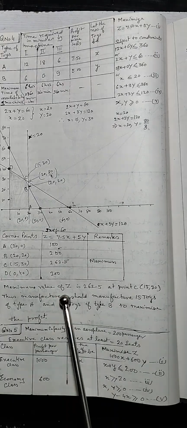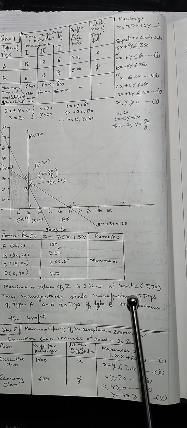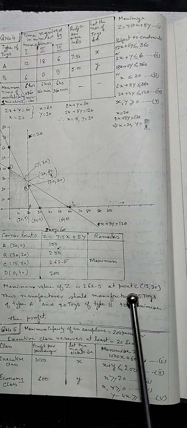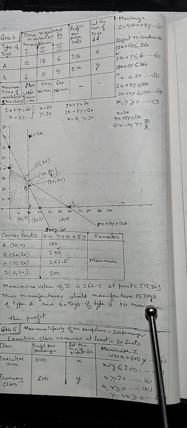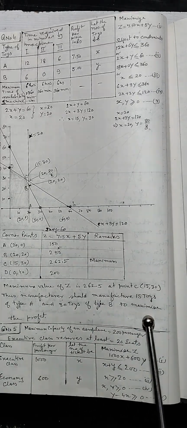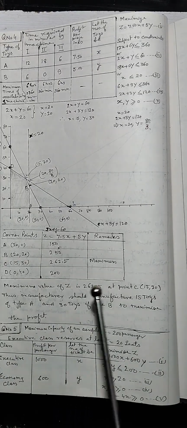Now the maximum value of Z is 262.5 at the point C, that is (15, 30). Thus, the manufacturer should manufacture 15 toys of type A and 30 toys of type B to maximize the profit. And it was to be proved. That's all.